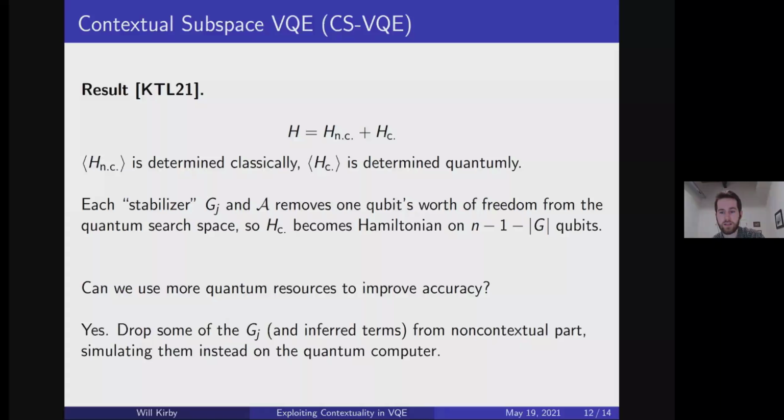And I'm running a little bit low on time, so let me see. Yeah, so on the next slide, I'll show you the results of applying this.